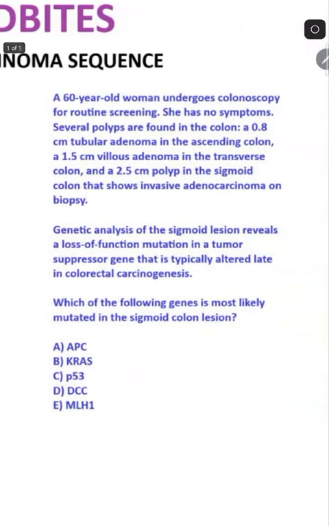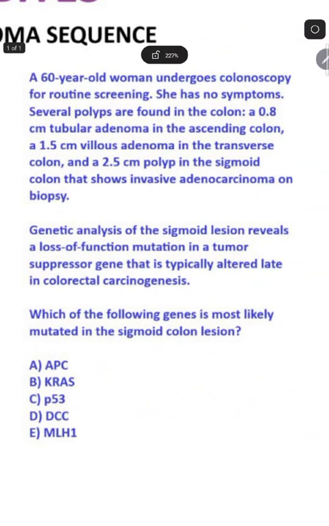So let's go over a question real quick. A 60-year-old woman undergoes colonoscopy for routine screening. She has no symptoms. Several polyps are found in the colon. There's a 0.8 centimeter tubular adenoma in the ascending colon, a 1.5 centimeter villous adenoma in the transverse colon, and a 2.5 centimeter polyp in the sigmoid colon.